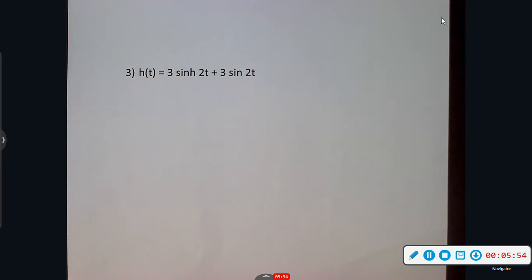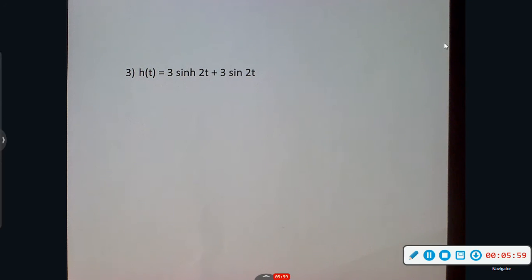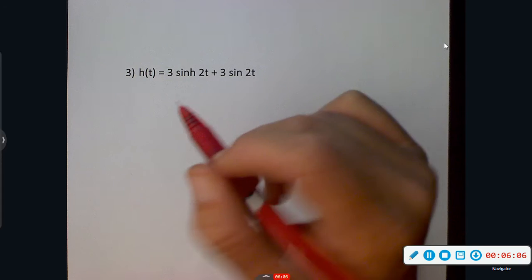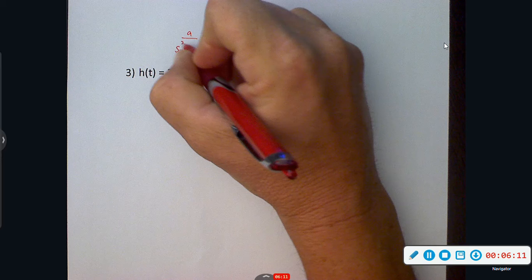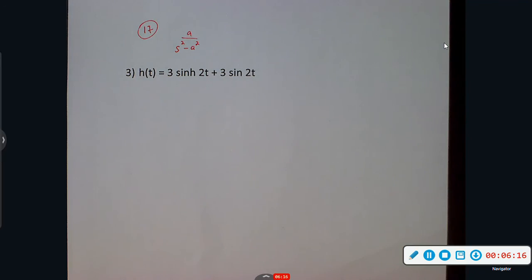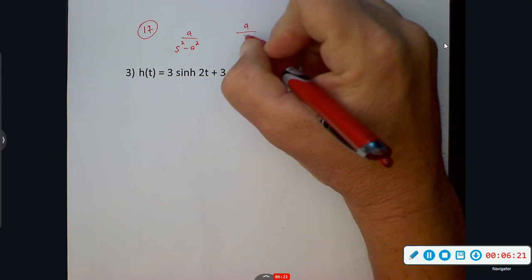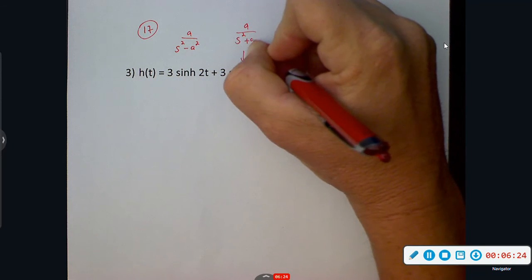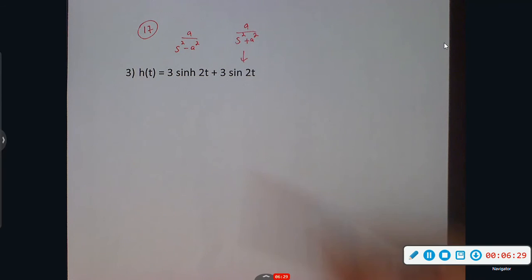Number 3. So now we have a hyperbolic sine, a little bit different than what we just did, right? So 17, sinh at, which looks like this: a over s squared minus a squared. Again, this is number 17 on the table I shared with you on Canvas. And then we have the regular sine, which is just a over s squared plus a squared. So the minus is the difference, right? Difference of squares versus a prime factor in the bottom.